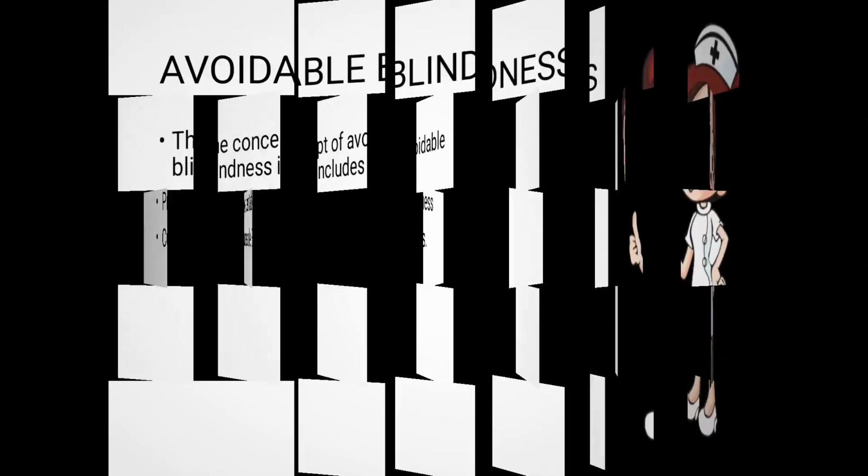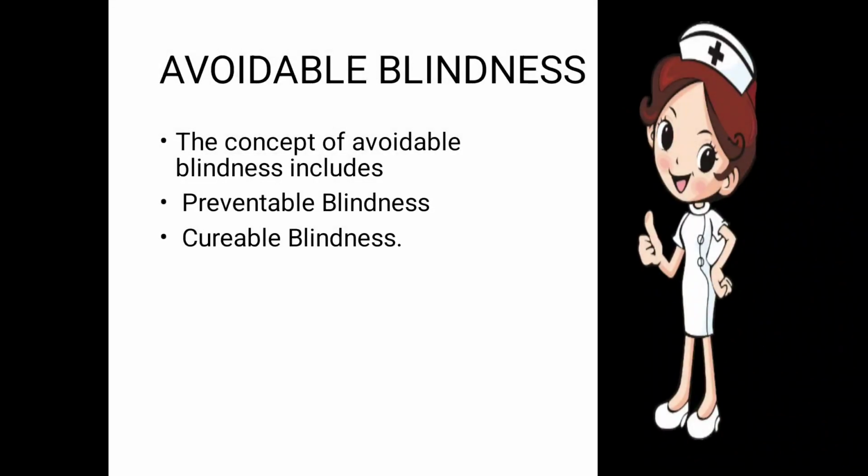Let's move to the next topic, avoidable blindness. The concept of avoidable blindness includes two things. The first one is preventable blindness and the second one is curable blindness. Let's see them one by one.